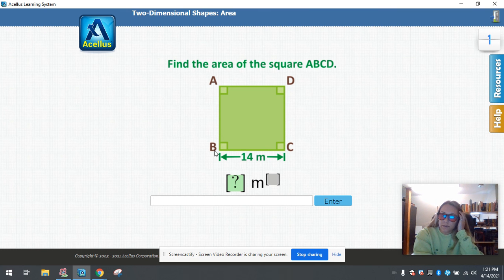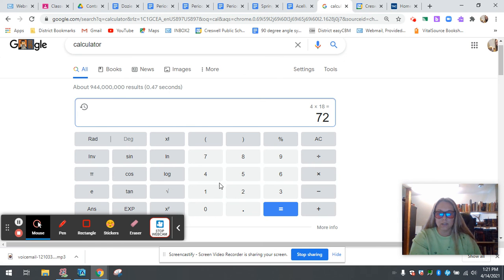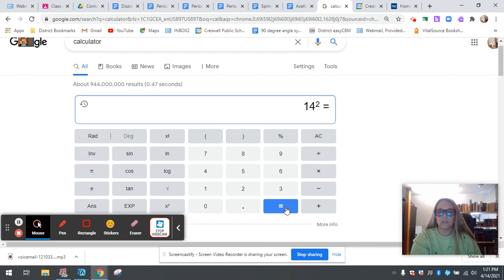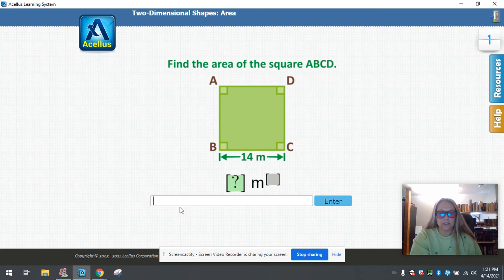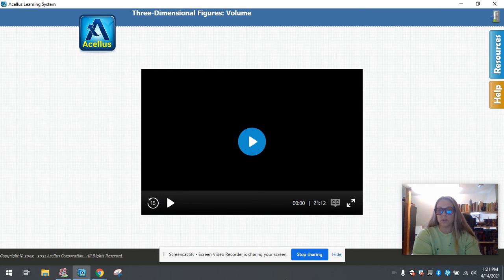Find the area of the square. Well, if this length's 14, this length's 14, the square is, so we're going to go 14 times 14. Length times width. Or I'll just square it, because 14 times 14 would be 14 squared. 196 meters squared. And we're on to a new lesson.